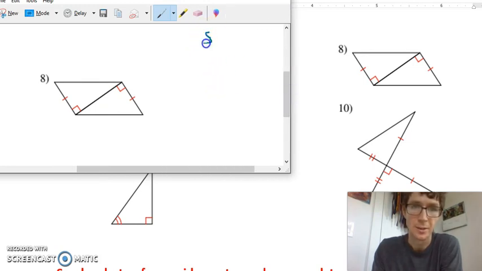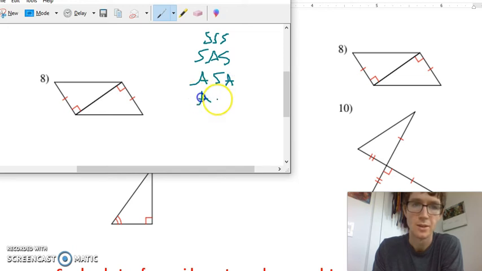I'm going to copy down all our options. So SSS is one of our options. We have side, angle, side as an option. We have angle, side, angle as an option. We have angle, angle, side as an option. Or side, angle, angle, whatever you want to do. And then there's hypotenuse, leg as an option. And then the other option is that they're not congruent.